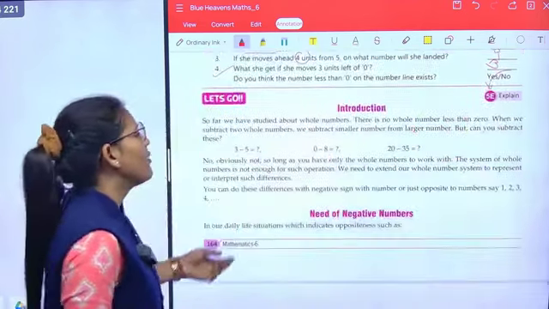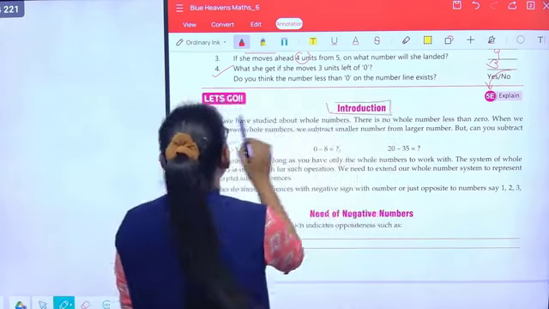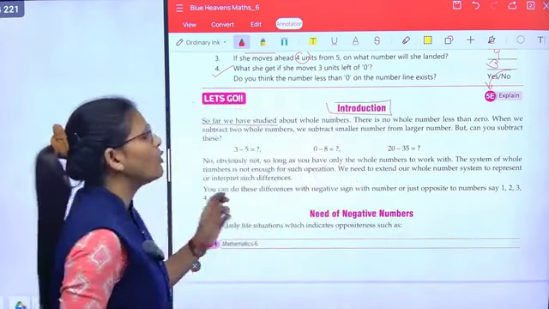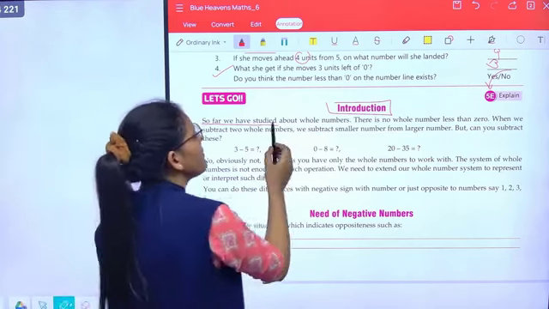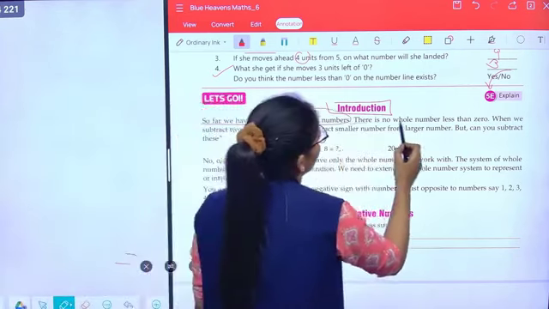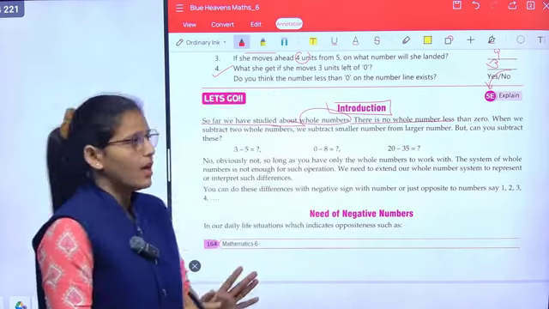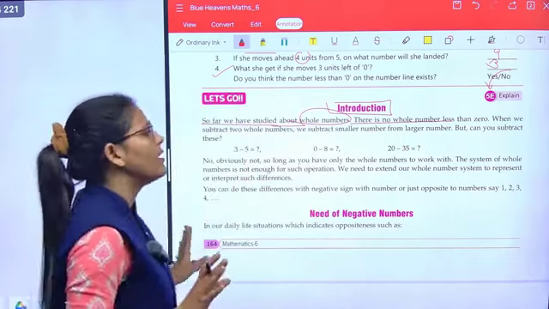Now class, come on, introduction. So far we have studied about whole numbers. Class, what have we studied about? About whole numbers. There is no whole number less than 0. Less than 0, class, there is no whole number.